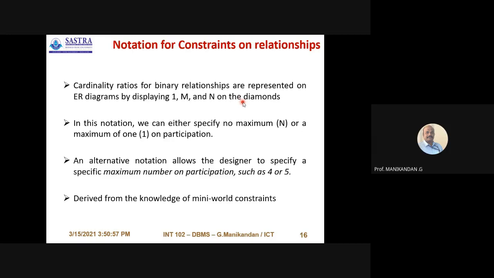According to this notation, we are trying to incorporate a constraint. If I keep the letter as n, I am saying that there is no restriction on the maximum number. If the value is 1, then at the maximum only one entity can participate in that relationship type.